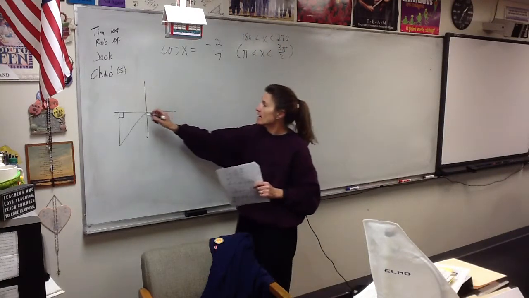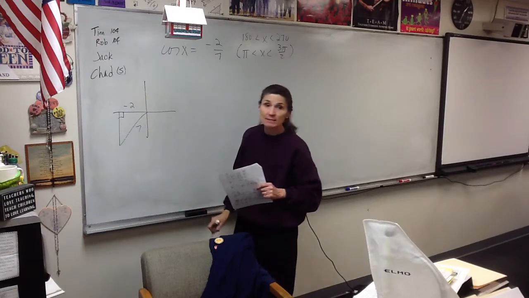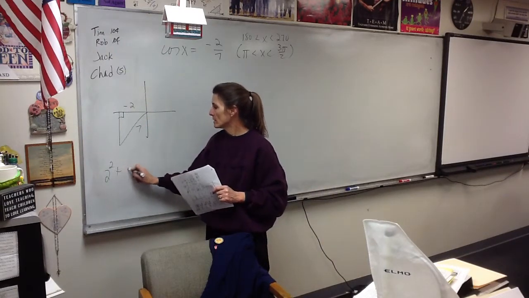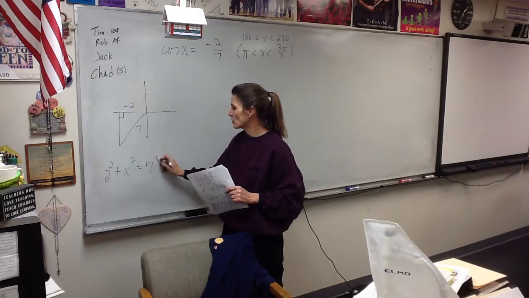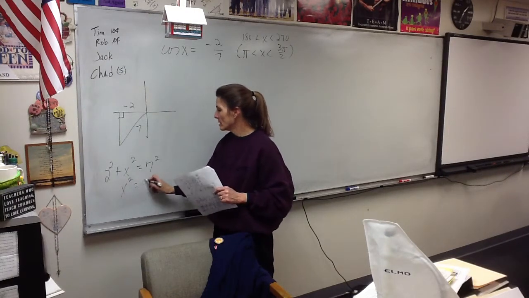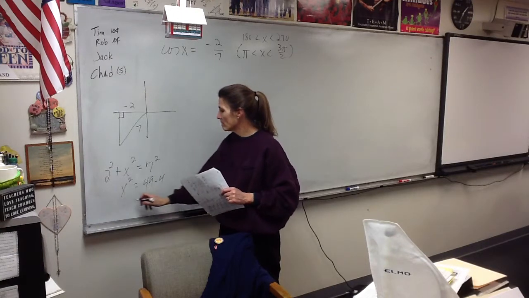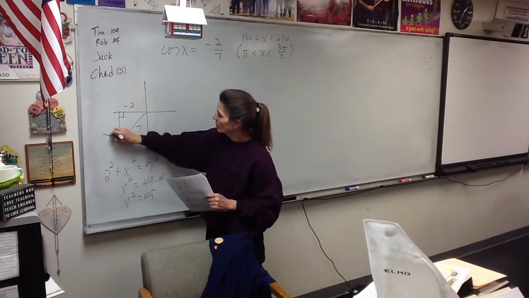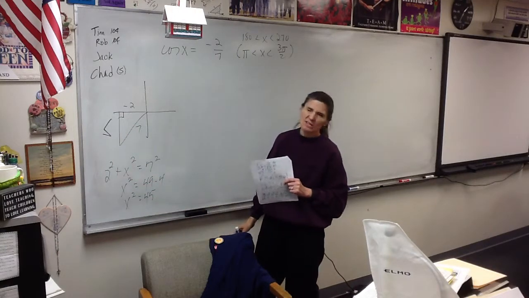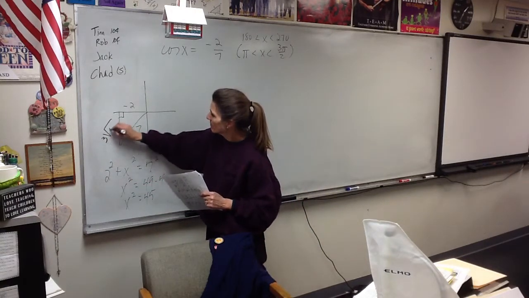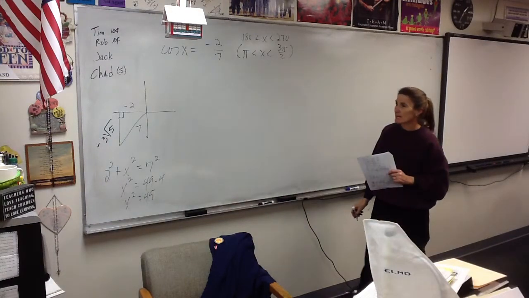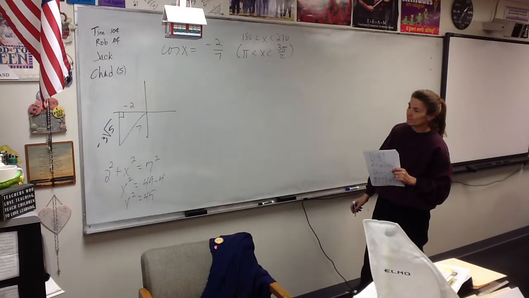We know the cosine is -2/7. I'll do my Pythagorean theorem: 2 squared plus x squared equals 7 squared. So x squared equals 49 minus 4, so x squared equals 45. That is the square root of 45, which is 3 root 5. And that has to be negative because I am sitting in quadrant 3.